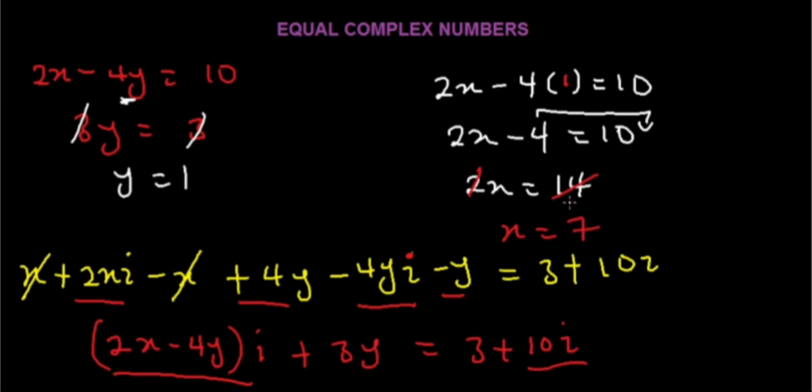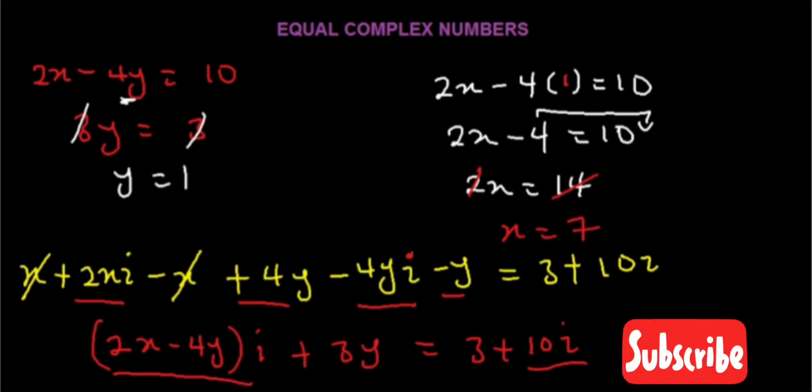In that case, we've been able to successfully solve what we have here, and that's how to work with equal complex numbers. So just make sure that the real part of the first complex number is equal to the real part of the second.